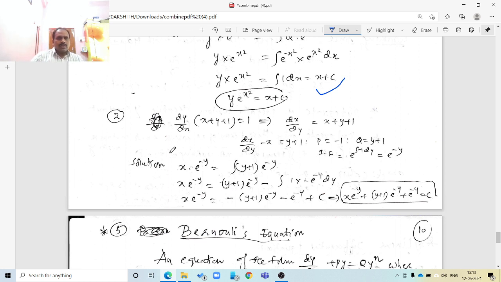And next you take one more example here. dy by dx into x plus y plus 1 is equal to 1.